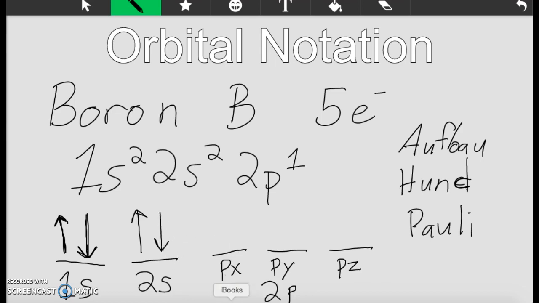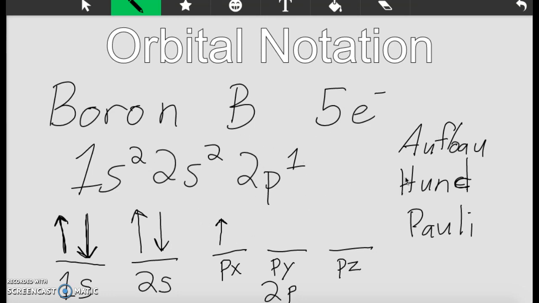Now for the p's, we start with the lowest energy because of Aufbau. That's 2p1. That's going to be px. Now we're going to go up. Now we have 1, 2, 3, 4, 5 electrons. This notation is the same as this, just expressed a little differently. So it's the same thing, just expressed 2 different ways. We have 5 electrons in both. That's good. Either one works.